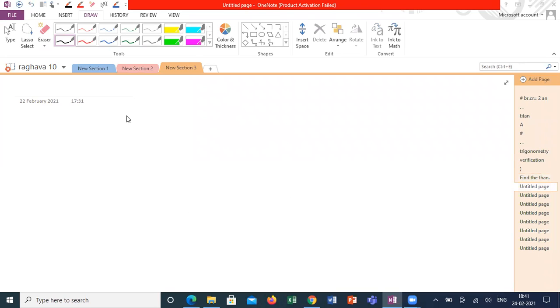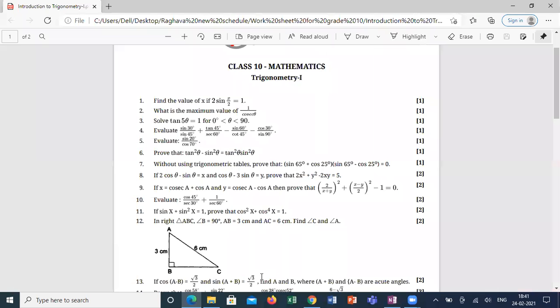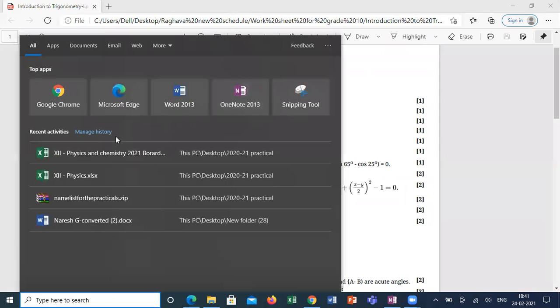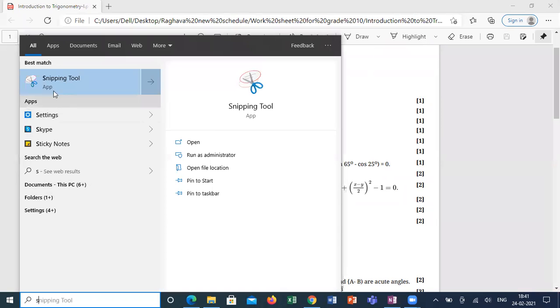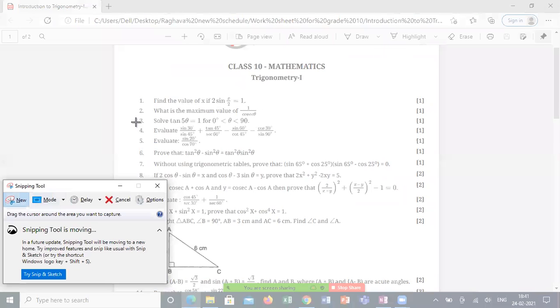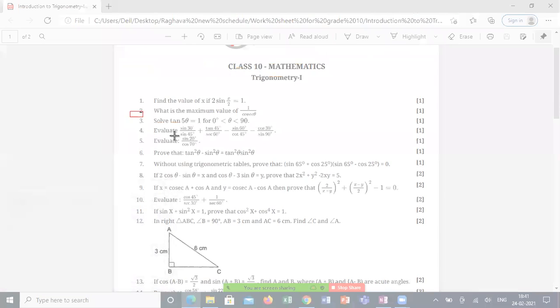Moving to the third question. Everyone can try the third and fourth question. I will post here how you can do 3, 4, 5, 6.